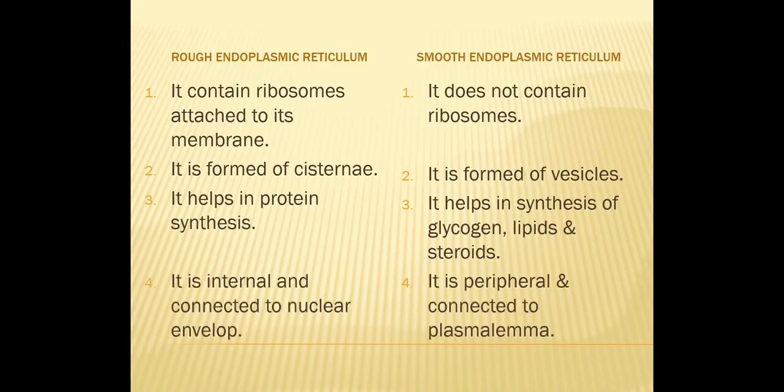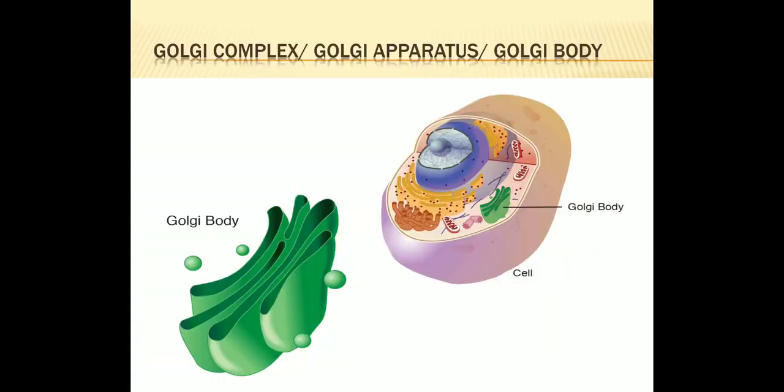Rough endoplasmic reticulum is internal and connected to the nuclear envelope. Smooth endoplasmic reticulum is peripheral and connected to the plasma lemma. Now let's see the next component. Next component is Golgi complex, or you can also call it Golgi apparatus or Golgi body.